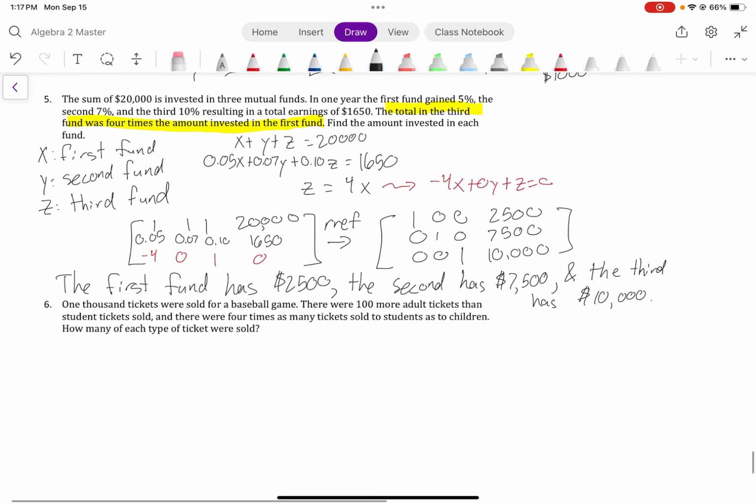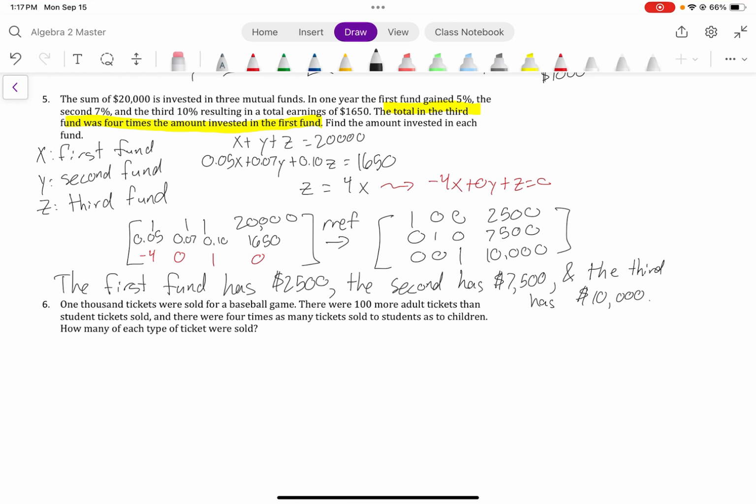That's my answer. And if I want to, I can go back and double check all of these things. These values do all add up to 20,000. If I go through and manually find the interest on each of them, they will add up to $1,650. And Z is exactly 4 times bigger than X.